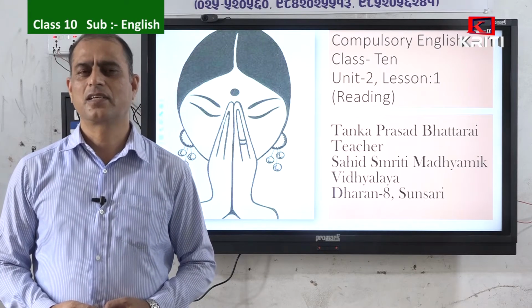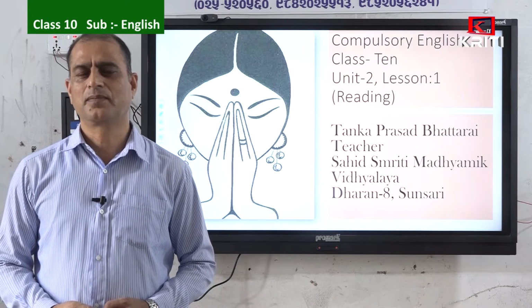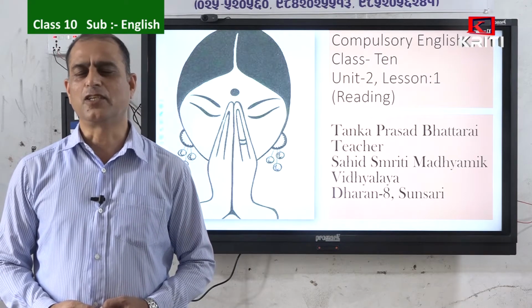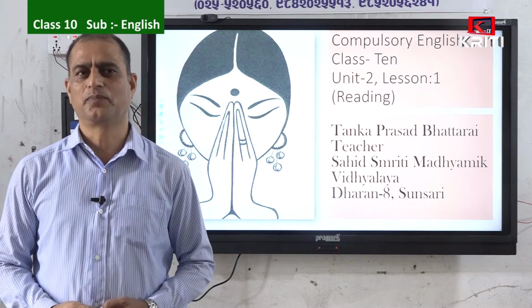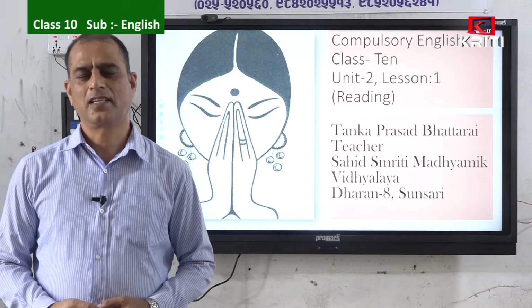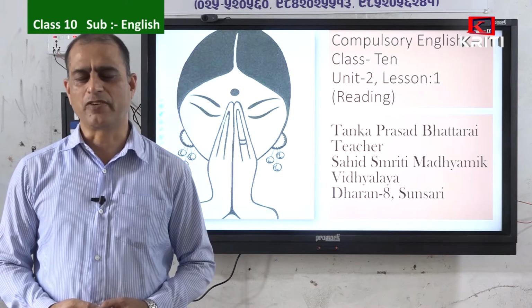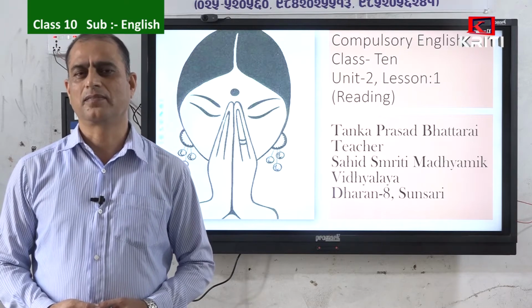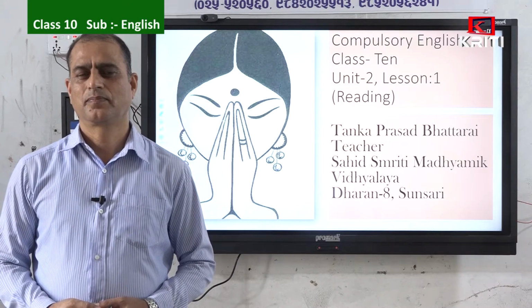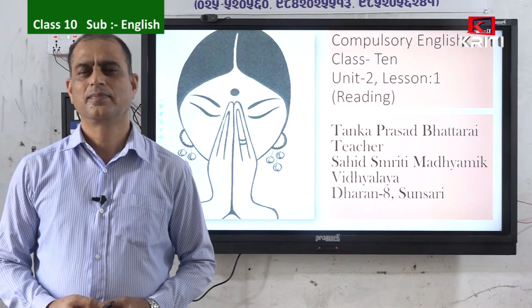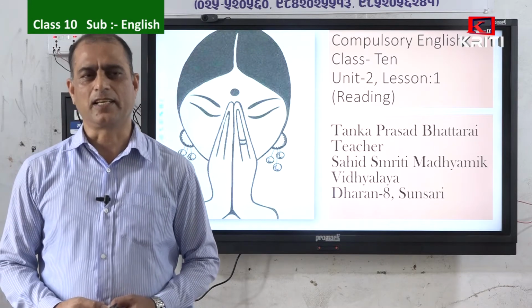Okay, students, please take out your English book and turn the pages to unit 2. Have you found it? Hurry up and get ready with a pencil or pen and a copy. Did you arrange all those things around you? Okay, get ready.